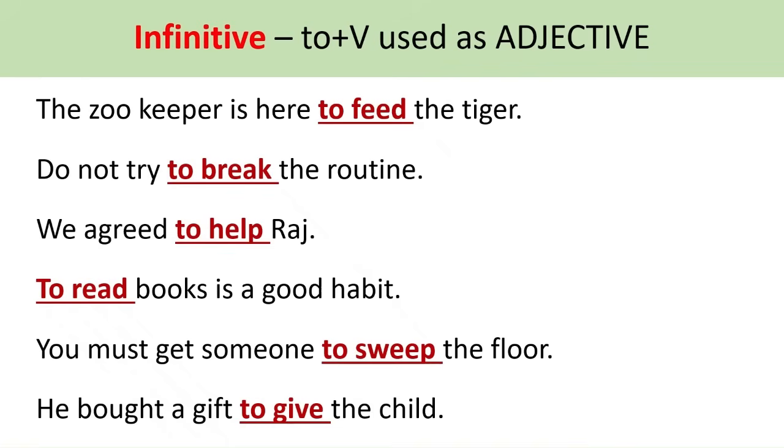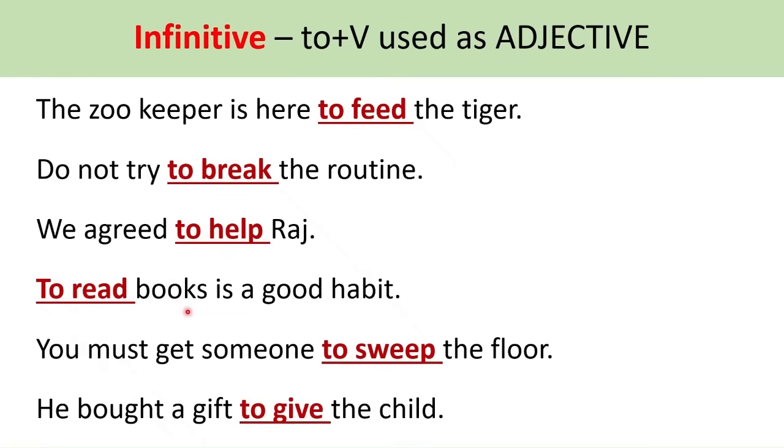The zookeeper is here to feed the tiger. Tiger is the object. To feed is the adjective qualifying tiger. Do not try to break the routine. The routine is the noun. To break qualifies that, and therefore it's an adjective. We agreed to help Raj. Raj is the noun. To help, to infinitive, non-finite form doing the work of an adjective.